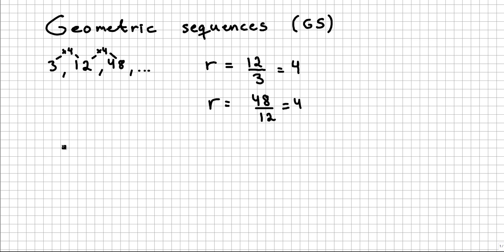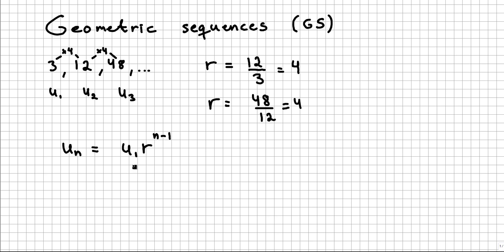The general formula for a geometric sequence is u_n is equal to, we take the first term, u_1, multiplied by the common ratio to the power of n minus 1. And as in an arithmetic sequence, the first term is called u_1, the second term is called u_2, the third one u_3, etc.